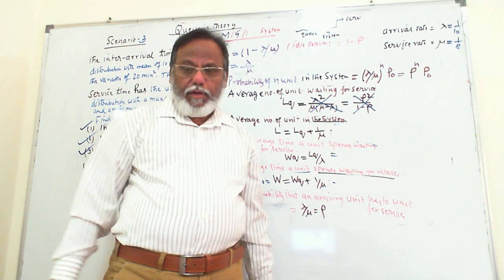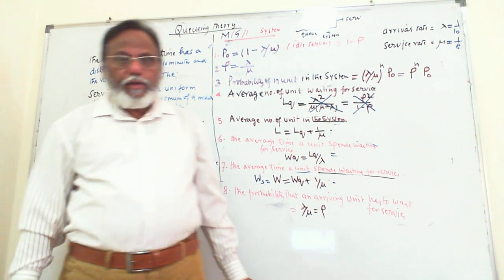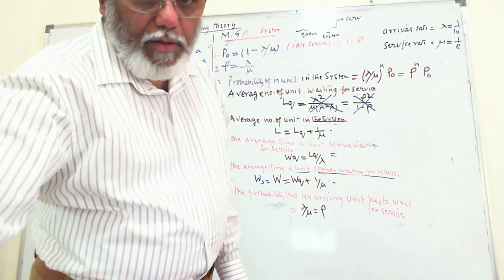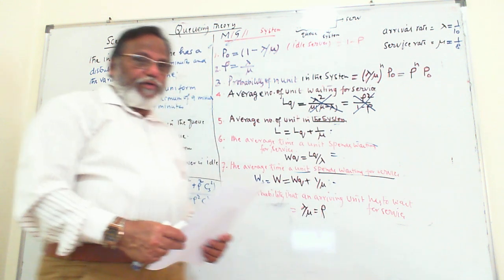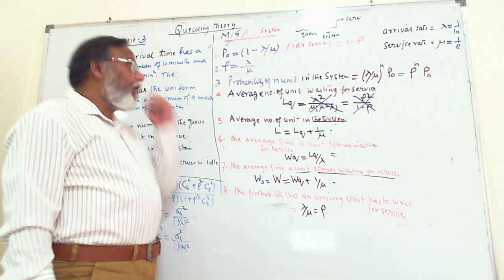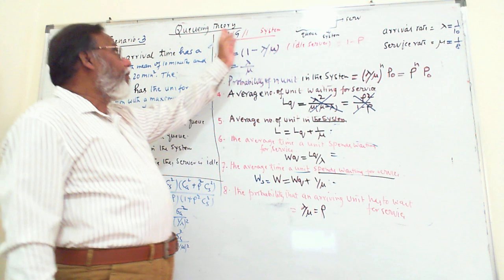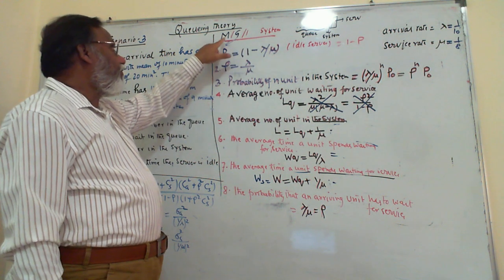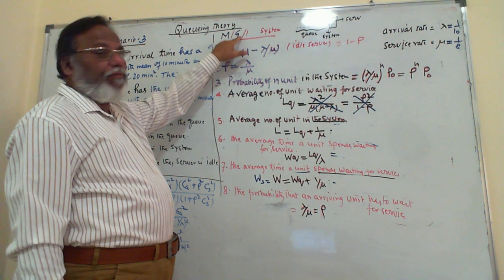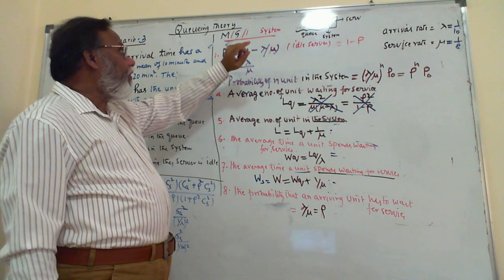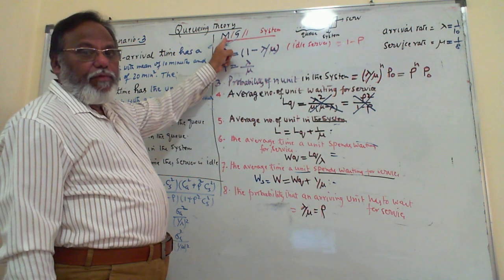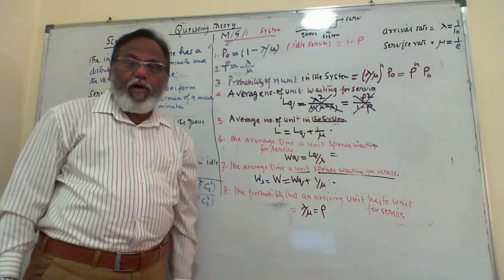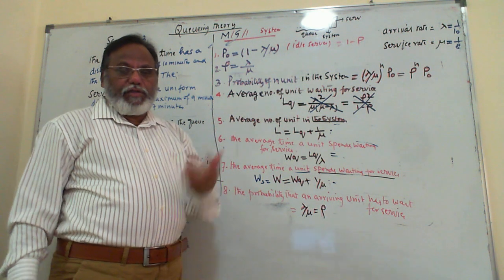Hello everyone, this is our third video on queuing theory. In the last two videos, we have been solving problems on a single server. In the first case, the system was M/M/1. In the second one, it was M/G/1. But now we are going to solve the third type.